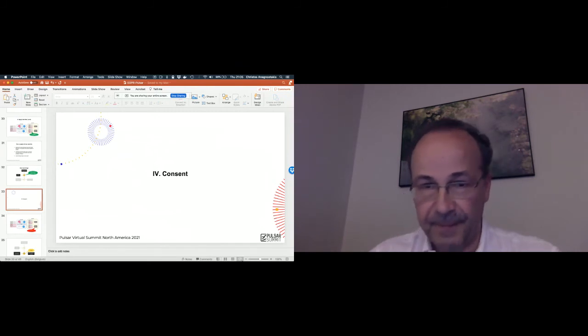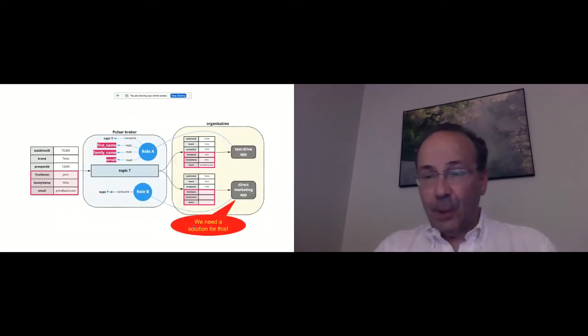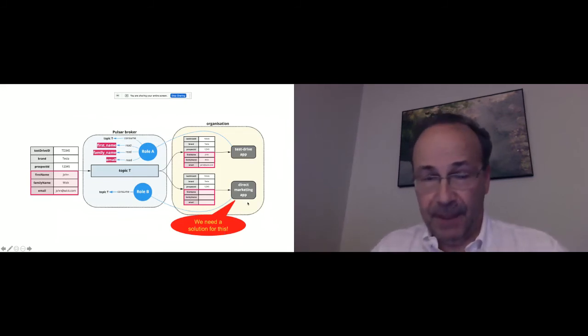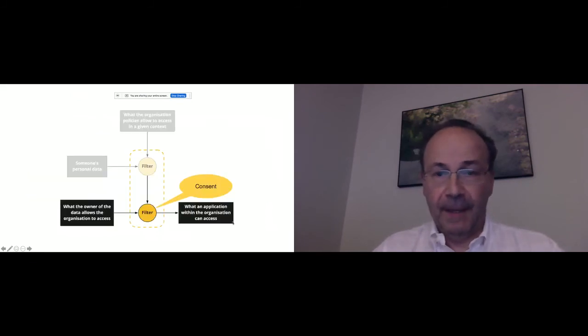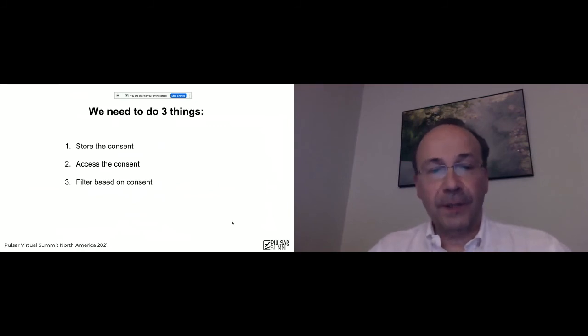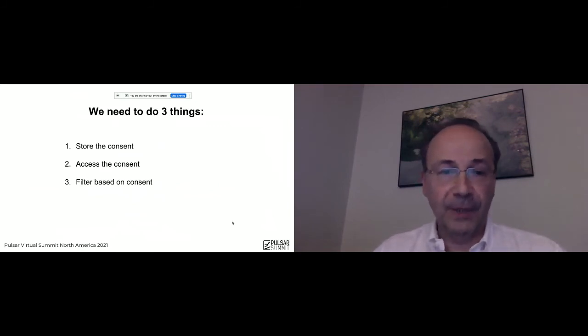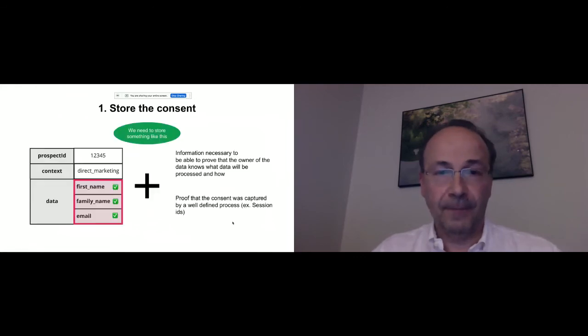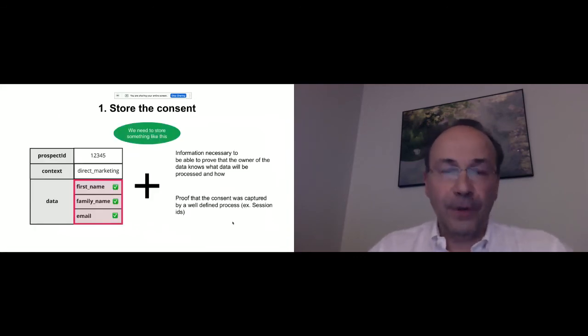Consent. So now let's talk about the consent. So we need to find a solution for this guy. The direct marketing guys are not very happy. We need to support them. So it means that we start to take into account the owner's consent to access the data. We need to do three things. We need to store the consent, we need to access the consent, and we need to filter based on the consent. So, store the consent.